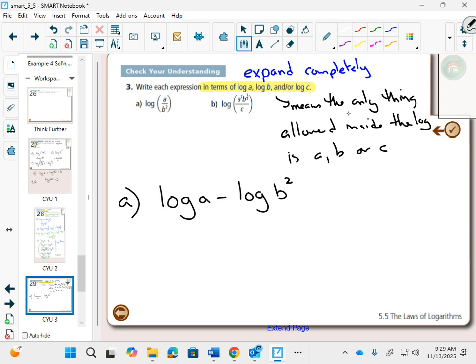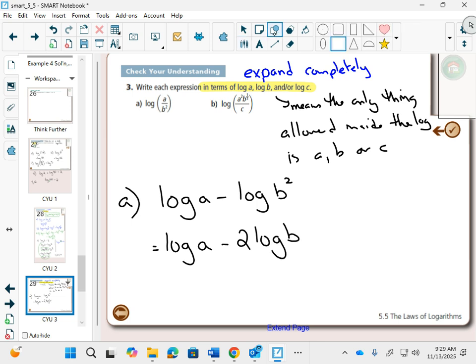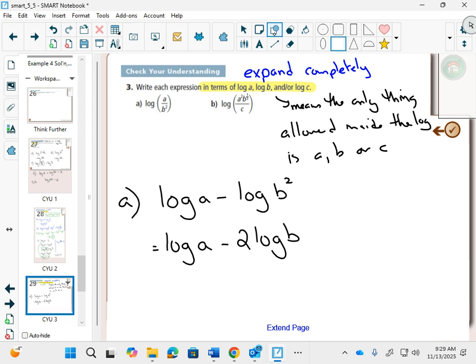So to expand completely, we'd have to use our power law, and bring the 2 out in front. This is considered expanded completely. Now the only thing allowed inside the log, this one has just an A, this log just has a B. Everything on the outside of it is fine. This is in terms of log A and log B.